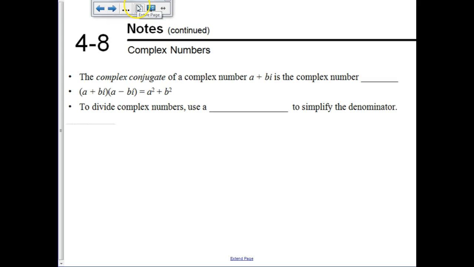Yeah. All right, before I talk about how we divide complex numbers, I want to have a little review about a couple of different factoring and FOIL problems.